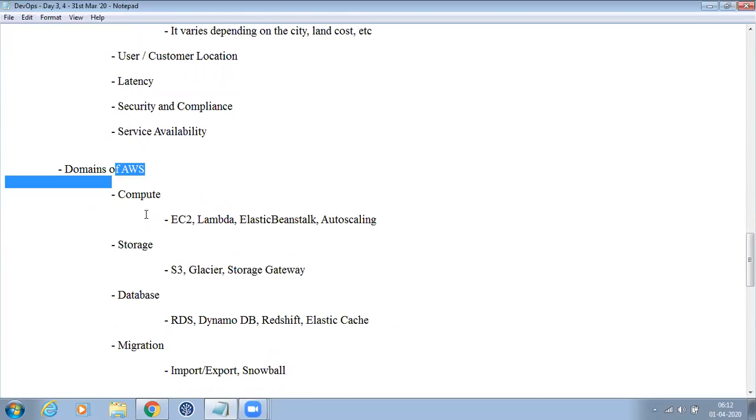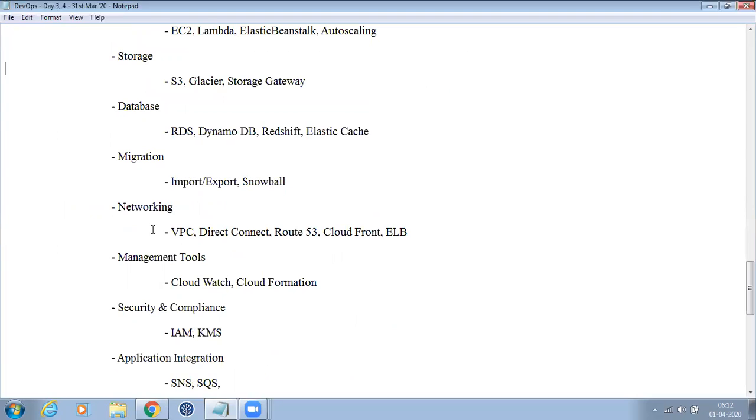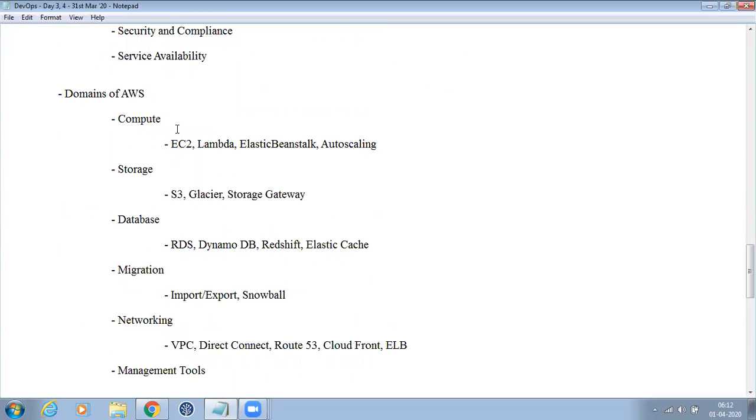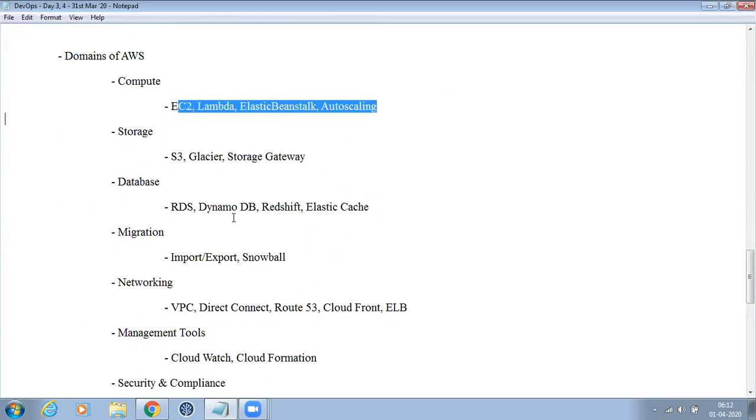Next, we try to understand the various categorizations present under AWS domains. We have various categories like compute, storage, database, migration, networking, management tools, security and compliance, and application integration. Under each category, we have the respective services. This is what we try to understand.